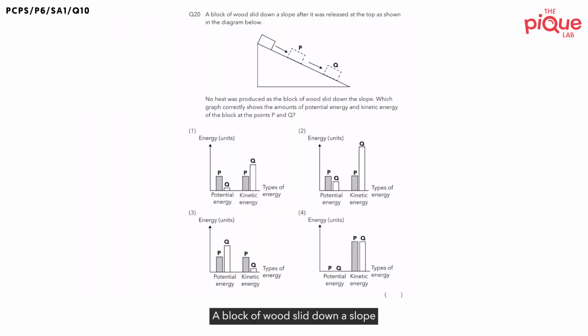A block of wood slid down a slope after it was released at the top as shown in this diagram below. Now, they tell us that there was no heat that was produced as the block of wood slid down the slope. And now our job is to find out which graph correctly shows us the amounts of potential and kinetic energy of the block at points P and Q.